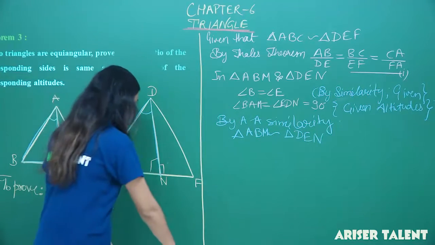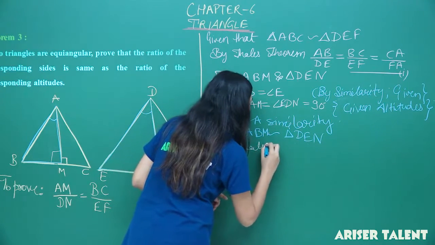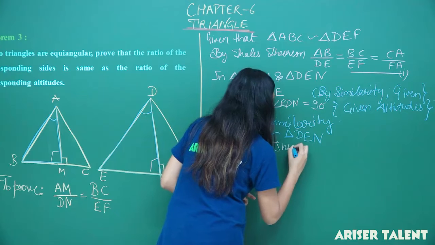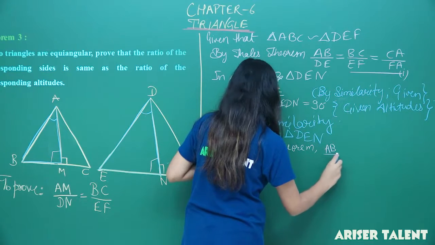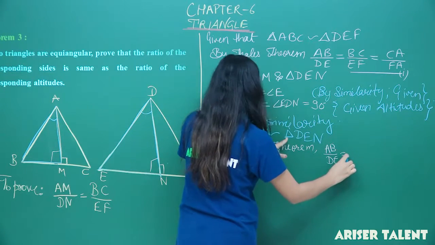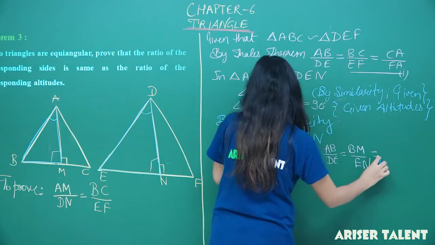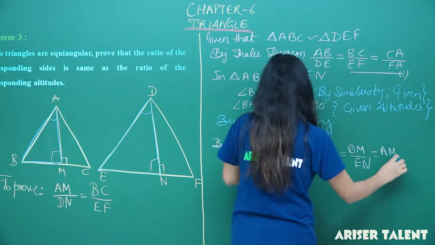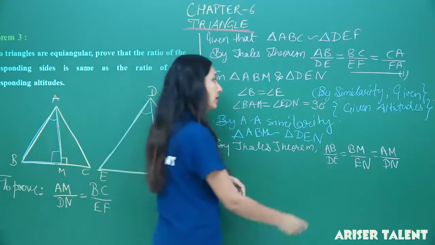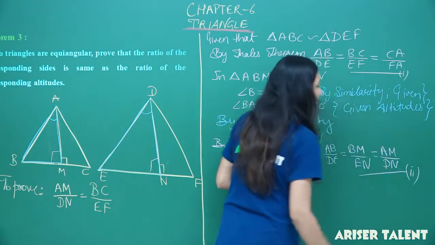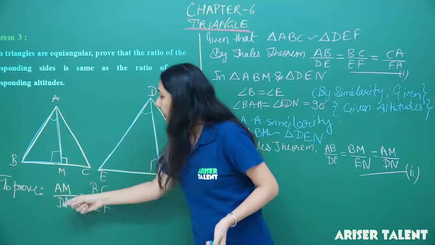Now, I can write that by Thales proportionality theorem, I am going to write it short. Okay. What we are having? AB by DE will be equal to BM by EN, which will be equal to AM by DN. Right, students? Now, this is equation 2. Now, we have to pick the things of our use, and the thing is AM by DN.